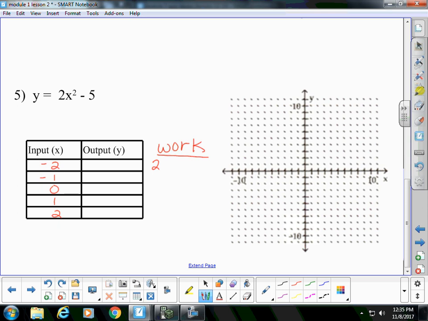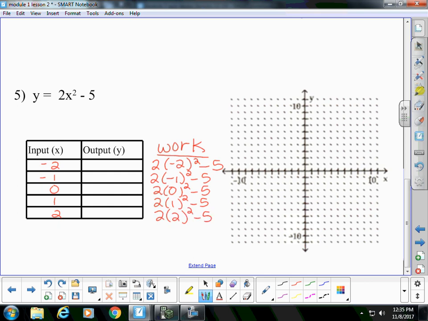So 2 times -2 squared minus 5. And then 2 times -1 squared minus 5. 2 times 0 squared minus 5. 2 times 1 squared minus 5. And 2 times 2 squared minus 5.